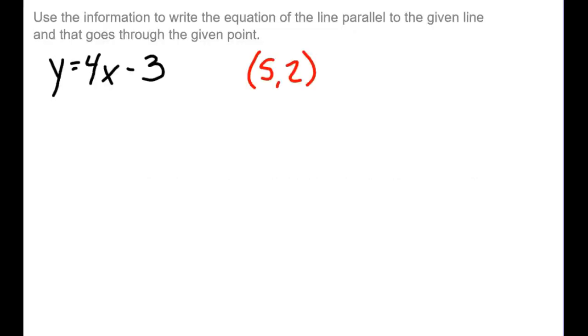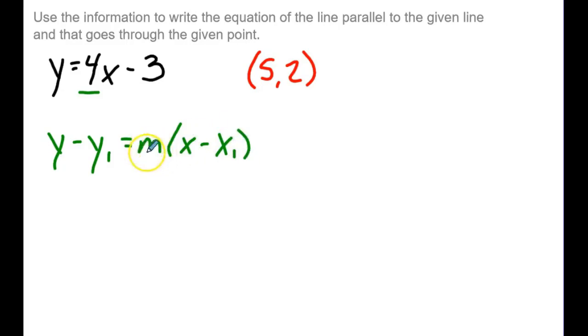First example, use the information to write the equation of the line parallel to the given line and that goes through the given point. Okay, so our given line is y equals 4x minus 3, and we're going through the point 5, 2. So the information we need, if this is going to be a parallel line, we know the slopes are going to be the same, and we have values for x and y. What we need to use is the point slope form for an equation. y minus y1 is equal to m times the quantity x minus x1.